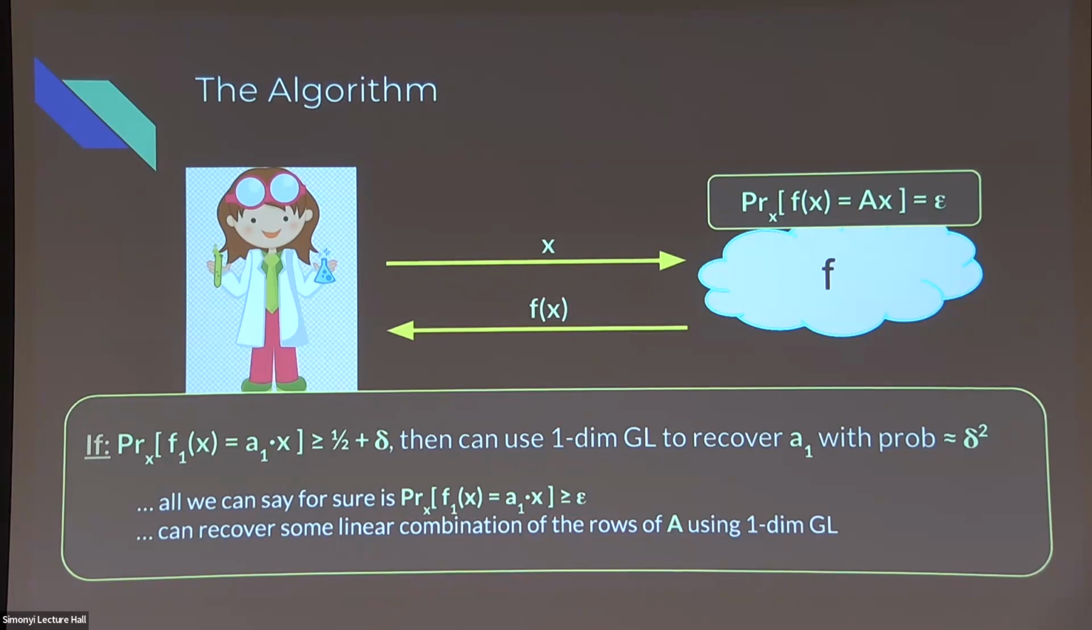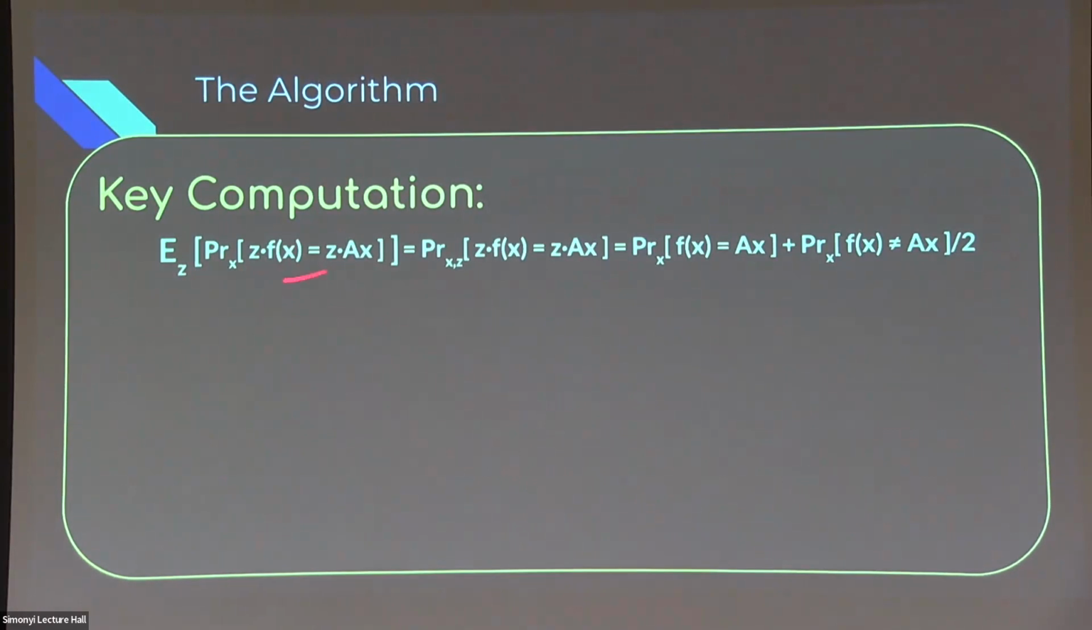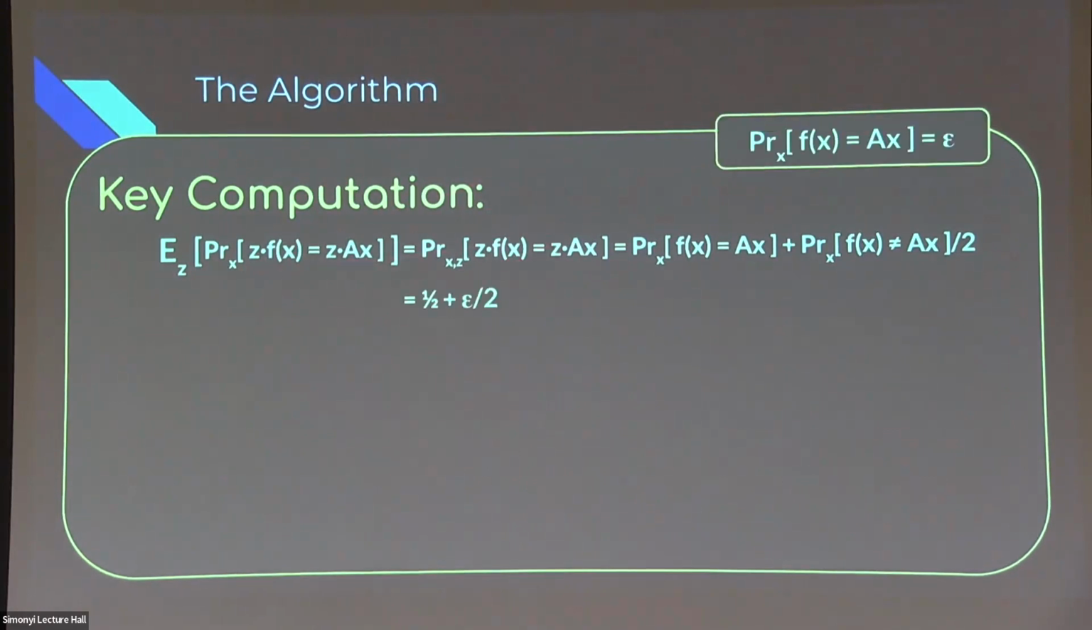And so the key computation that makes sure that this works is, I suppose it's totally standard, but I'll do it anyway. If z is a row vector, an n-dimensional vector, you can ask the question, what's the probability that z inner product with f of x equals z inner product Ax? In particular, let's look at the expectation of this over a randomly chosen z. You just do a calculation. The probabilities factor out this way, and you get basically 1/2 plus epsilon over 2, where epsilon is the probability of agreement.